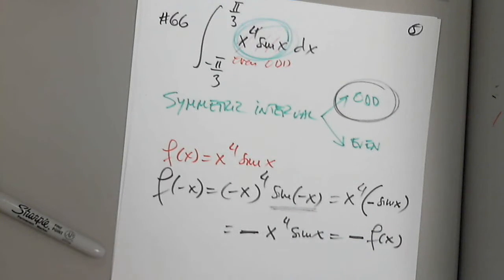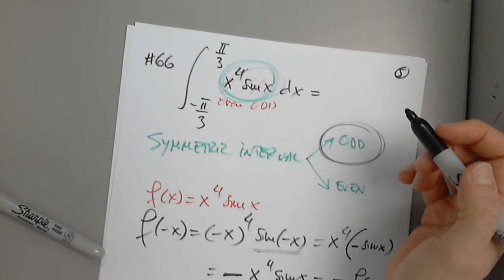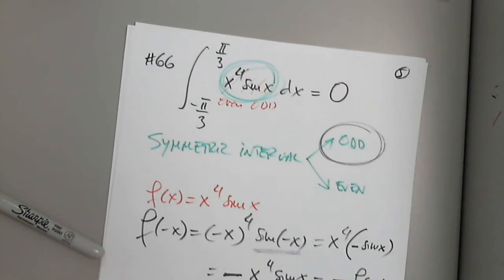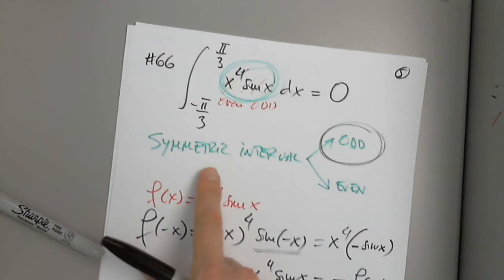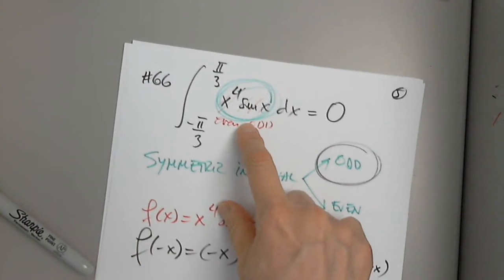So then I don't have to do anything. And what will the answer be? 0. Excellent. The answer is 0. And I have to explain why. Vanessa? So you said if it's odd, it's automatically 0? Yes. And if it's a symmetric interval, two conditions have to be fulfilled: symmetric interval and odd function.